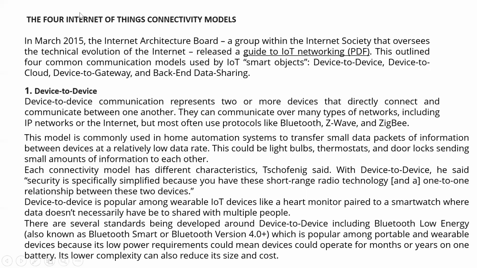So you remember this. Now the first type of communication model is the device to device communication model. This represents two or more devices that are able to connect directly with each other.